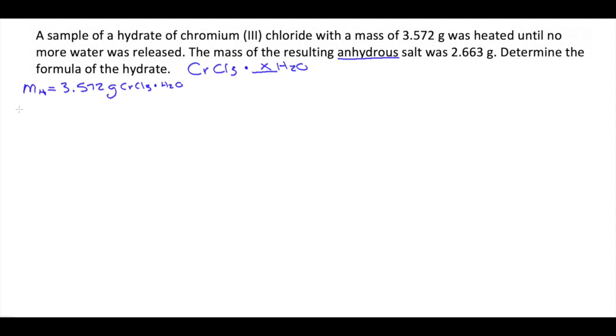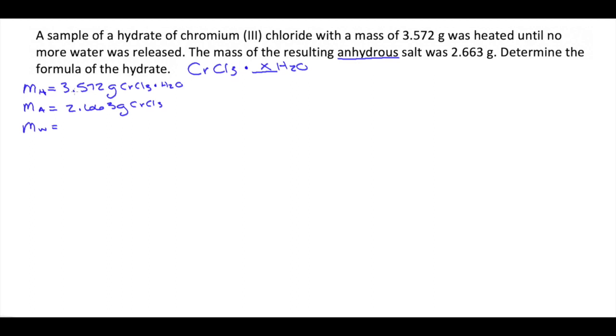All right, the next piece of information I have is the mass of the anhydrate. So the mass of the dry salt, which is 2.663 grams of chromium 3 chloride. And if I'm looking up here at this formula, what I'm really doing is finding the ratio of water molecules for every formula unit of chromium 3 chloride. So if I'm going to be determining an amount for water, I also need to know down here how much water was evaporated. I need to have an amount for water. So my mass for water is something I need to find.